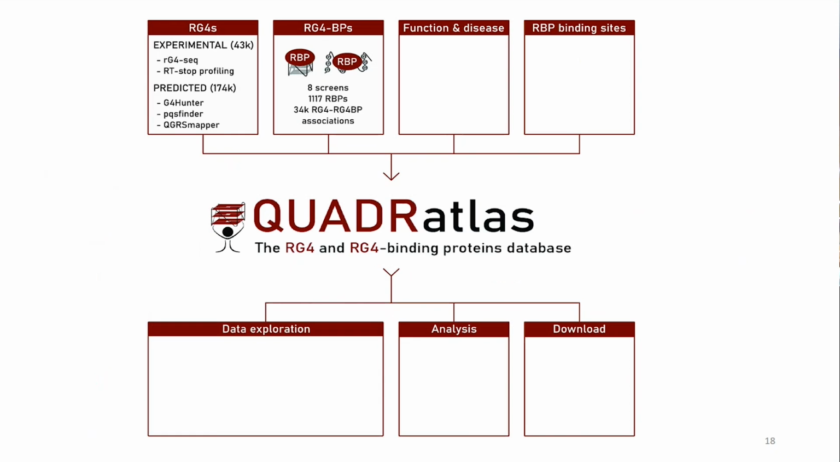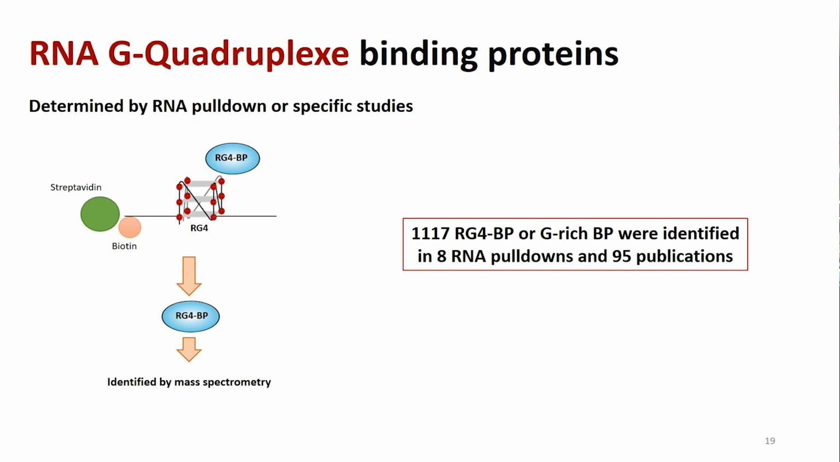Okay, so now we have the data for the RG4s, and I will explain the data for the RNA-binding proteins. There are 2 types of data. The first one is to determine the binding proteins that specifically bind to these structures. This is obtained by RNA pull-down or specific studies. RNA pull-down is basically an RNA with biotin, which contains an RG4. When you pass a cellular extract on it, you can isolate and purify binding proteins that fix these structures and then identify them by mass spectrometry.